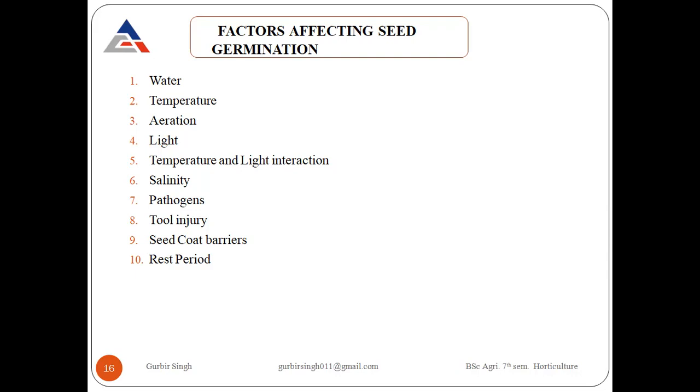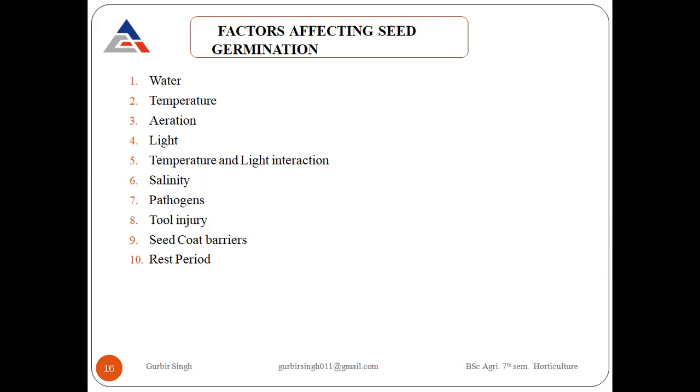The supply of oxygen to the germinating seed can be limited either by seed coat restrictions or excessive water supply to the growing media. Similarly, hard soil crust, which is formed by excessive irrigation or heavy rainfall, also inhibits the seed germination process.